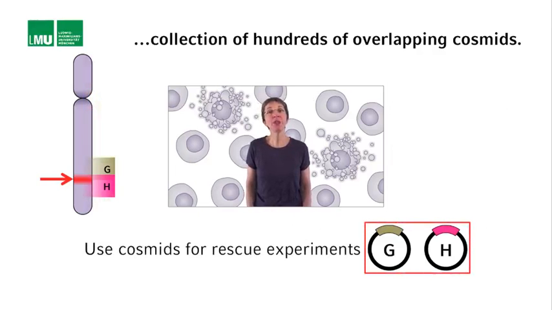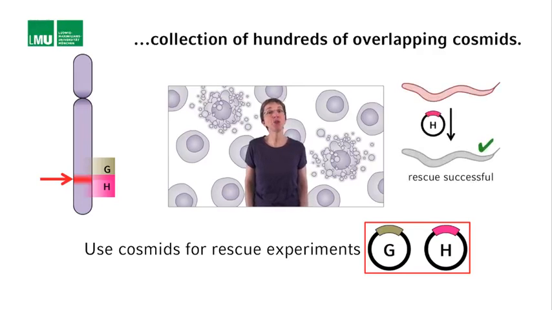These cosmids were then used for rescue experiments. Basically, they were injected into the gonads of the mutant of interest, either singly or in pools, to generate transgenic lines carrying these cosmids on extrachromosomal arrays, and to identify the cosmid that was able to rescue the mutant phenotype. And rescue meant that the transgenic animals no longer exhibited the mutant phenotype, but now instead were wild type again.